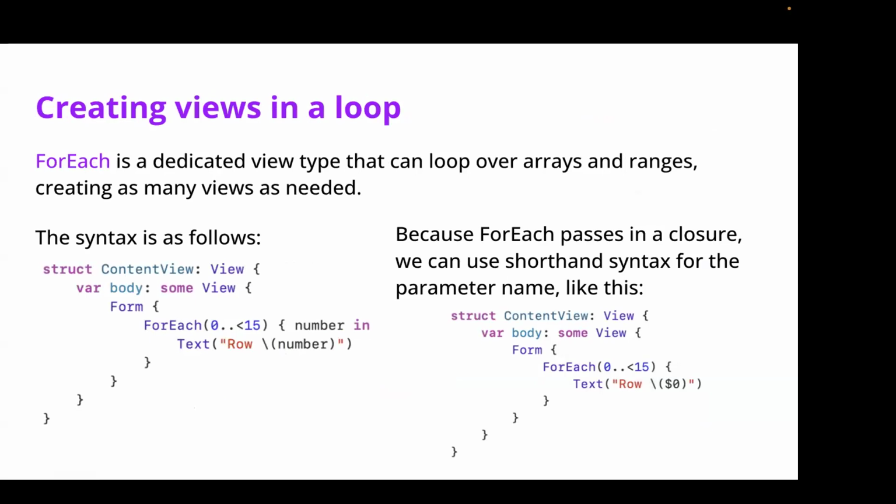Another thing we can do is a loop. We have a loop called ForEach, a dedicated view type that you can loop over arrays and ranges to create as many views as you want. The syntax for a ForEach loop is shown below. It's just ForEach, then 0..<15, then number in, and then the Text row. There's also a different way you could write it. Because ForEach passes in a closure, you can use a shorthand syntax. In this one, you don't have to write number in, you can just write $0 for the loop.